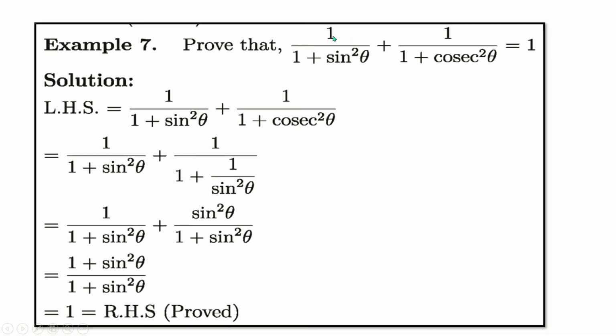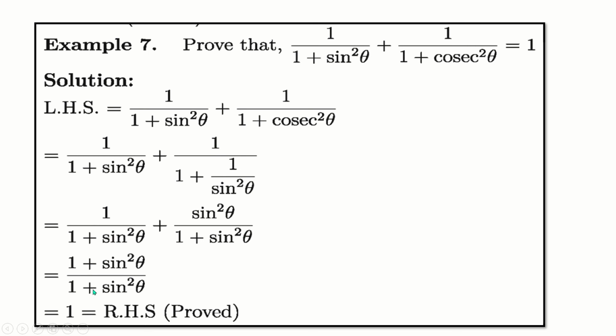Example 7. Prove that 1 divided by 1 plus sin square theta plus 1 divided by 1 plus cosec square theta is equal to 1. Left hand side is equal to this, and sin square theta fixed, and the second term we can write as 1 plus 1 by sin square theta. Here the LCM will be sin square theta, so here will be sin square theta plus 1. Just write it arranged: here will be 1 plus sin square theta, and after dividing 1 by this, we will get here sin square theta. The LCM will be 1 plus sin square theta, so here will be 1 plus sin square theta.